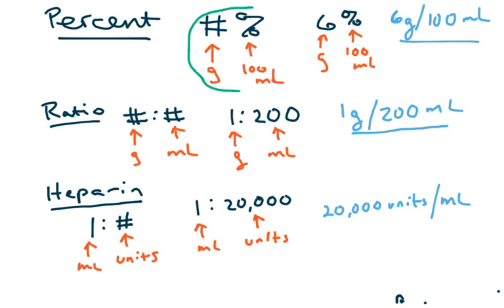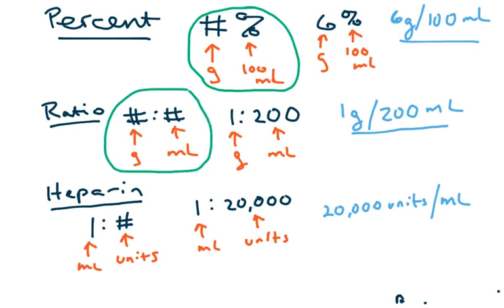So the key part to memorize is for your percent, the number is the number of grams. The percent symbol means 100 milliliters. If it's a ratio and not heparin, lately we've been seeing epinephrine on our slides, the first number is the number of grams. The second number is the number of milliliters. And for heparin specifically, the 1 in the front is the milliliter, and the second number is units.